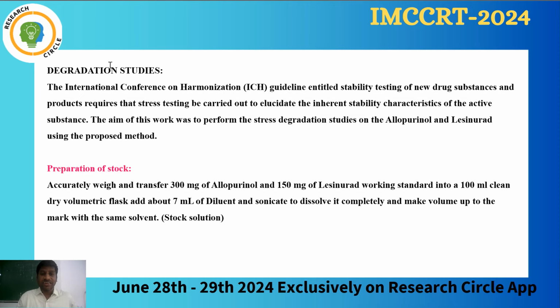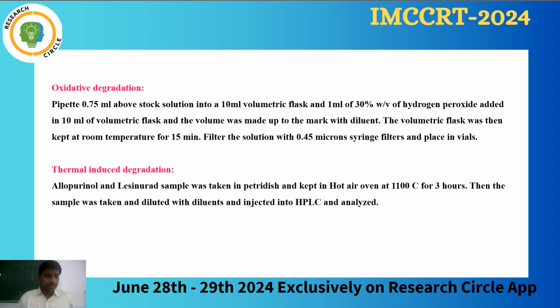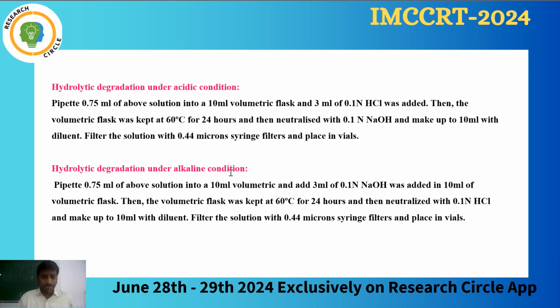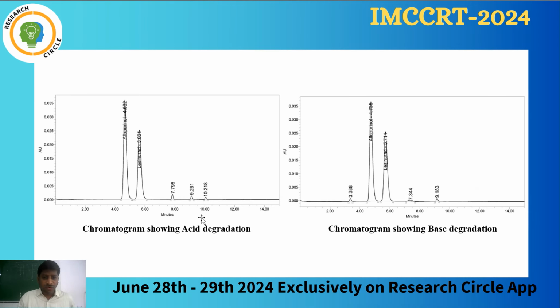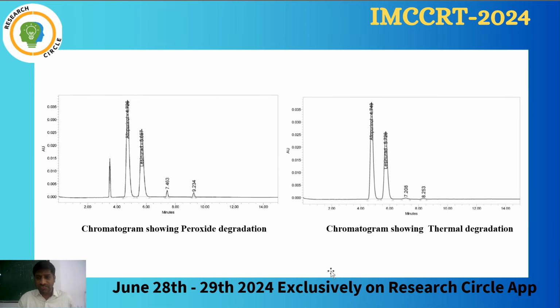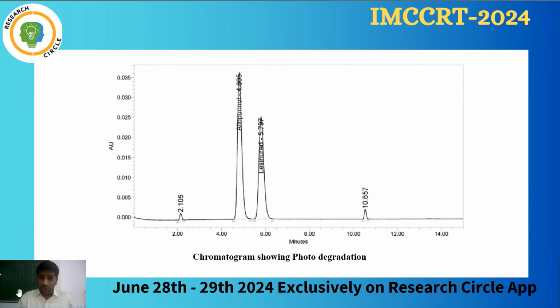Degradation studies, as per ICH guidelines, we have to carry out, and we have to prepare the stock as per the normal protocol: 300 mg of allopurinol and 150 mg of Lesinurad in 100 ml. From that we take 7 ml and make up to 10 ml. And we carry out hydrolytic degradation studies under acidic condition, under alkaline condition, oxidative degradation, and thermal induced degradation. These are the chromatograms obtained from the acid degradation, base degradation, peroxide degradation, thermal degradation, and photolytic degradation.